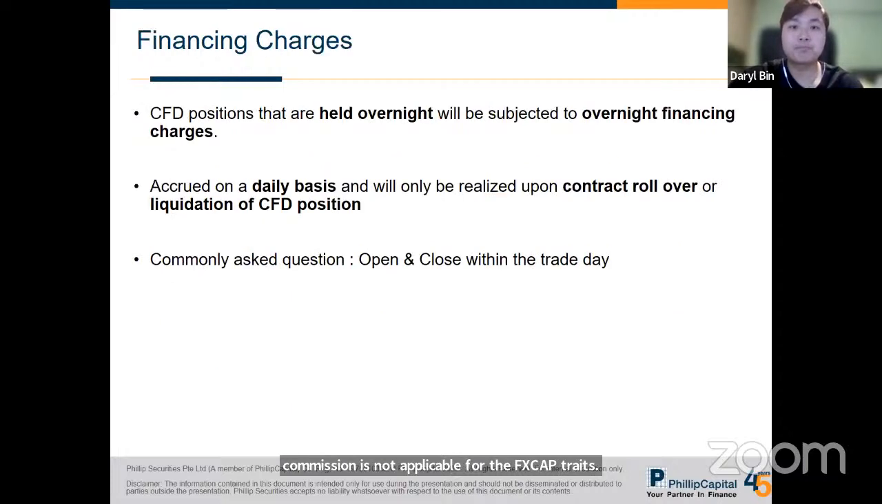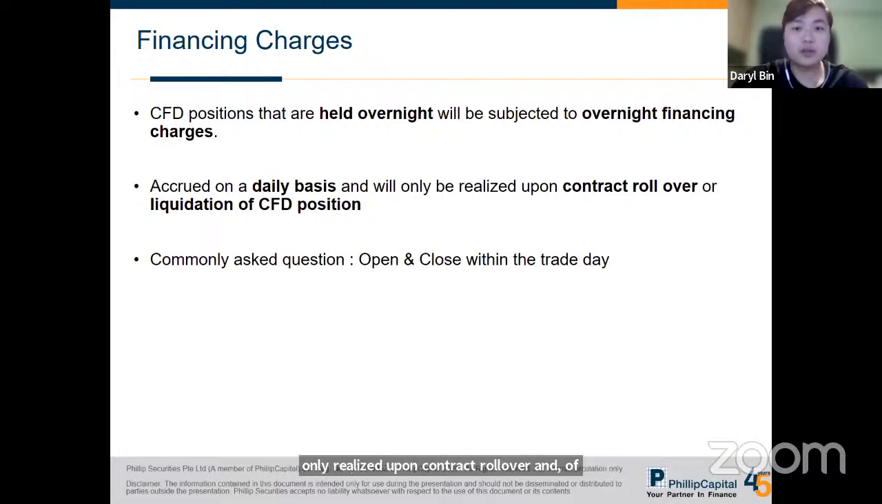Now let's dive deeper into financing charge. Like I said earlier, when you hold a CFD position overnight, you will be subjected to the overnight financing charges. This is accrued on a daily basis and is only realized upon contract rollover and liquidation of a CFD position.